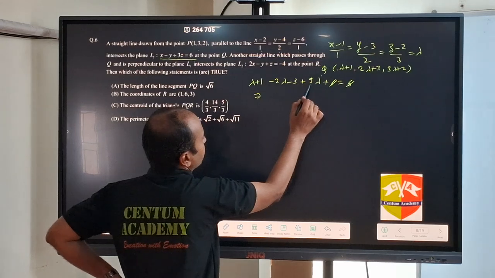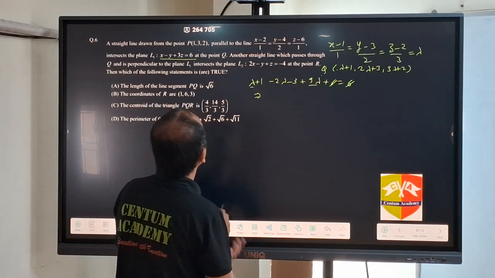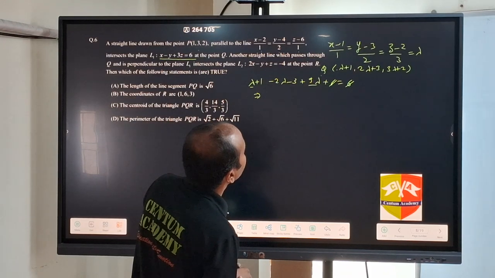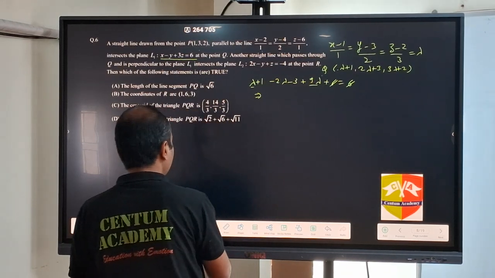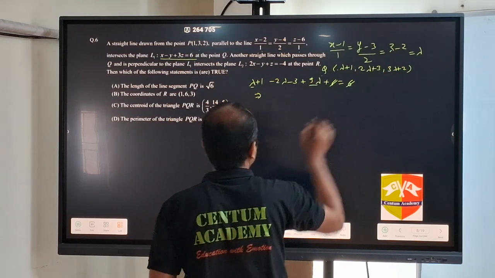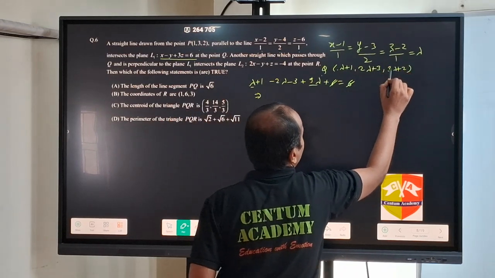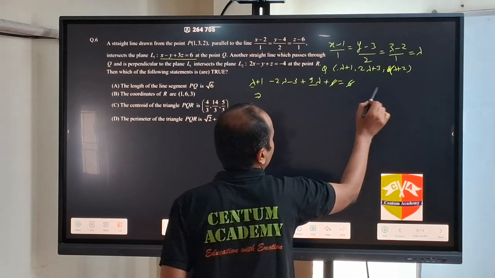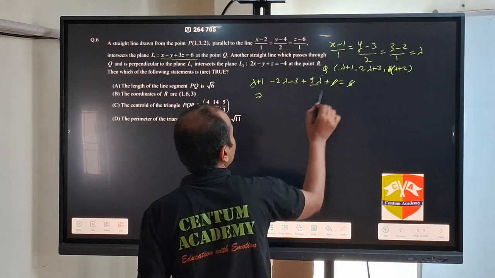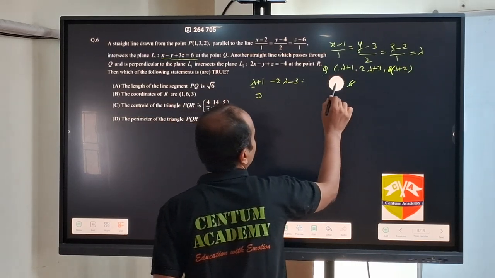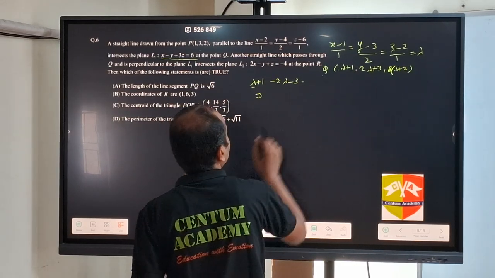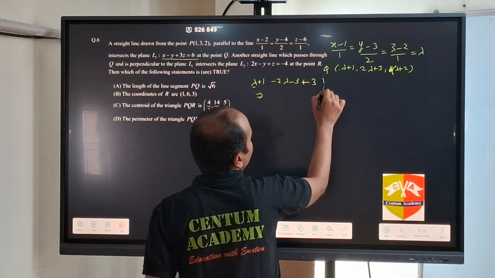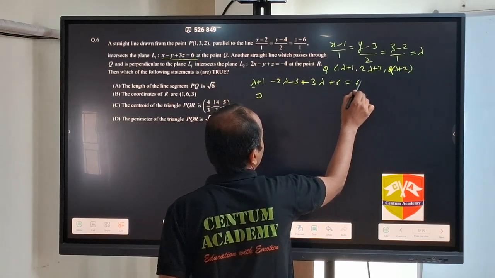6 and 6 get cancelled, 9 plus 1, 10, and 10 minus how much? Okay, by the way, this was 1 only, my bad. Z minus 2 divided by 3, so this is only 3 lambda plus 2. Let me redo some of these calculations. Lambda plus 1 minus 2 lambda minus 3, and ultimately it will be plus 3 lambda plus 6 is equal to 6.